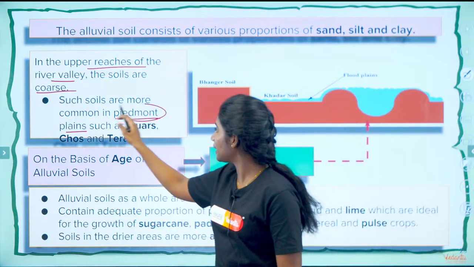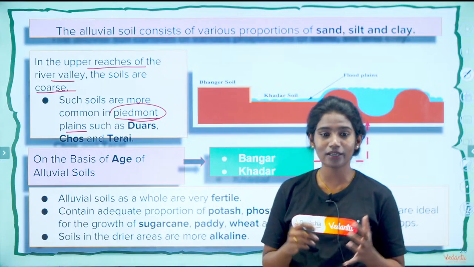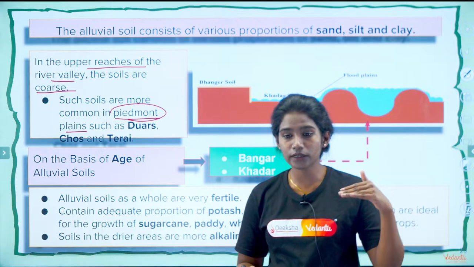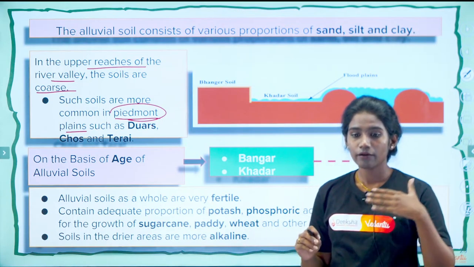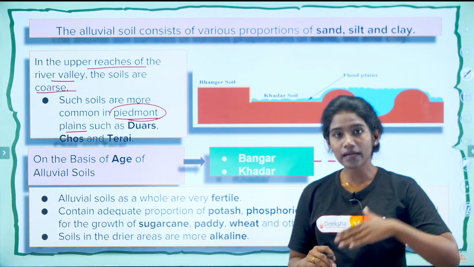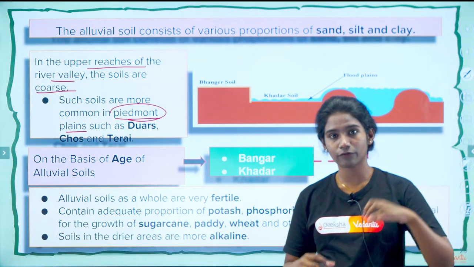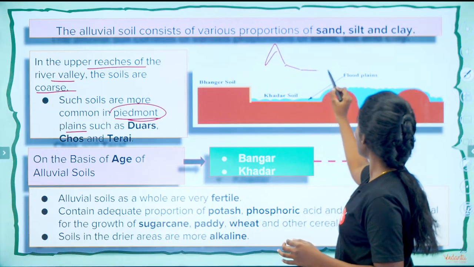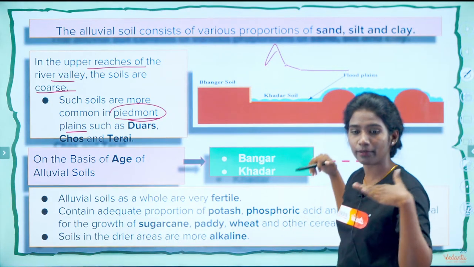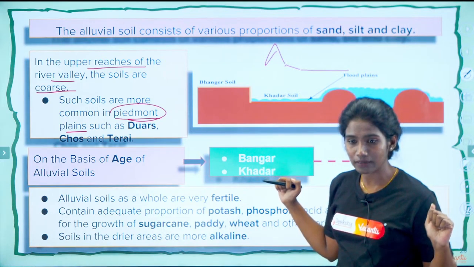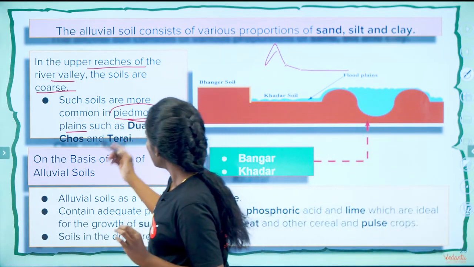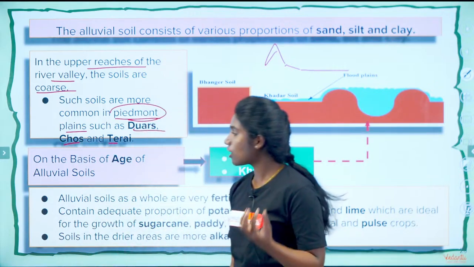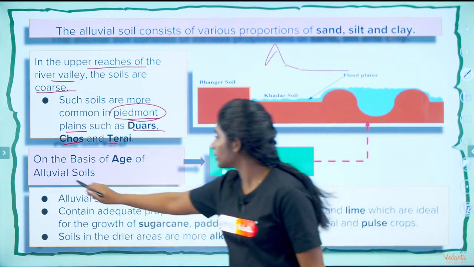Now what is meant by Piedmont plain? Any guesses, students? It is actually a sloping land arising from the mountains. From the mountains the land slopes down, and finally it reaches the plains, where it becomes a bit flat. Piedmont plains such as Duars and so on. Now on the basis of the age of alluvial soil.